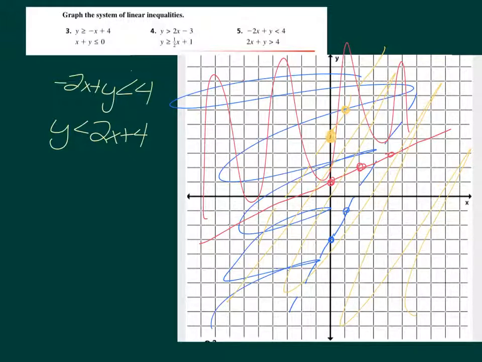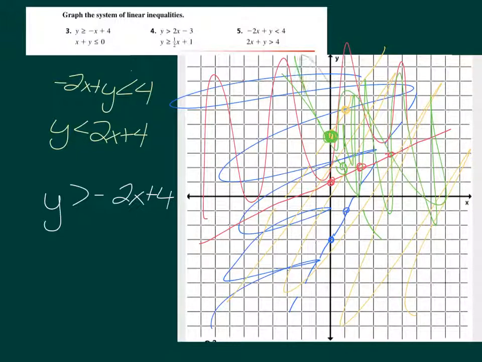Okay, next one. I'll go green on the graph. I subtract the 2x, so my next equation is going to be y is greater than negative 2x plus 4. We'll graph it in green. So 4 is my y-intercept again. I go down 2 and right 1 this time, and I shade above this line. It's dotted. So above the green line.